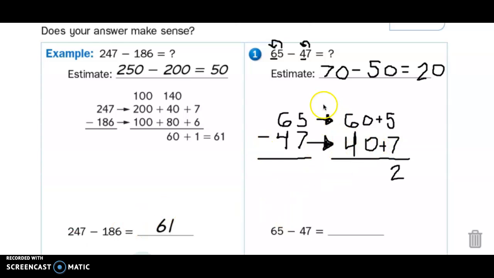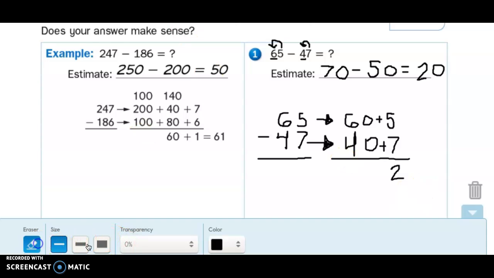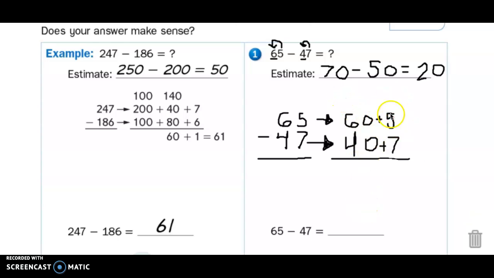Okay, and so, oh boy, not what I wanted. All right, my 2 shouldn't be there for a reason. So we have everything nice and organized. My 10's over my 10's, and my 1's are over my 1's. Now, it might look like we're adding, but over here, our sign is subtraction. We're only adding because 60 plus 5 equals 65, and 40 plus 7 equals 47. But really, we have to look at our sign and we're subtracting.